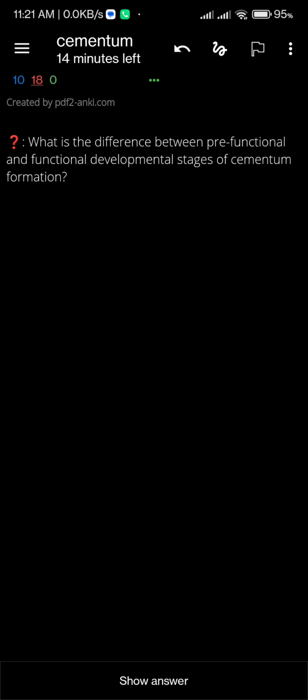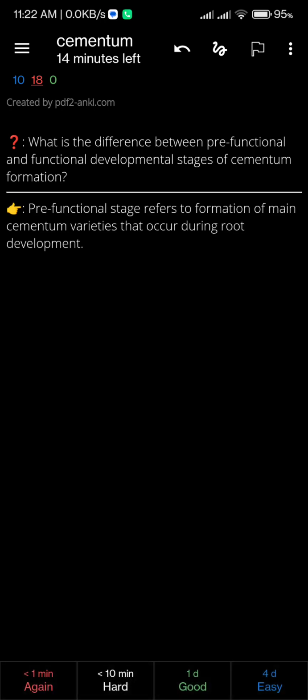What is the difference between pre-functional and functional stages of cementum formation? During the pre-functional stage, the first formation of the main cementum varieties occurs during root development.